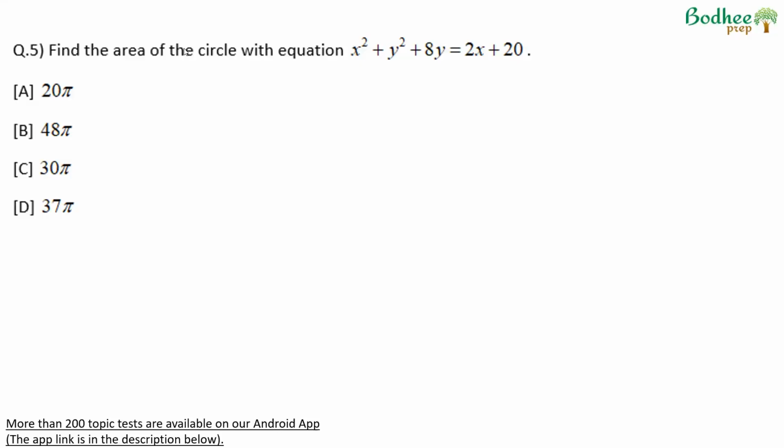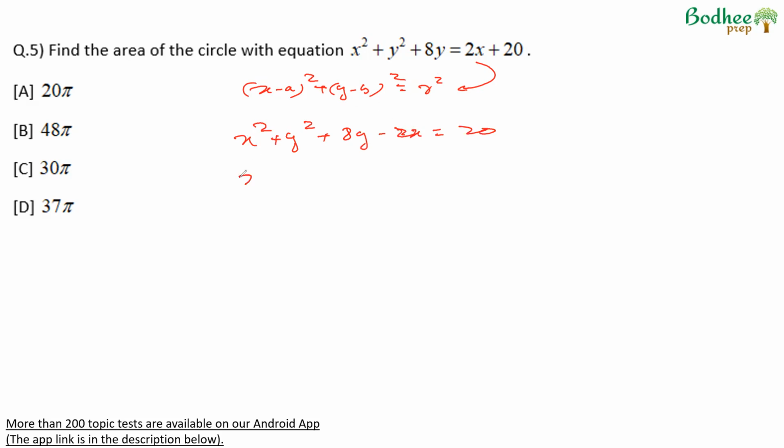The area of the circle with equation x square plus y square plus 8y plus 2x is equal to 2x plus 20. Now, the equation of a circle is given by (x minus a) square plus (y minus b) square is equal to r square, where a and b are the center of the circle. So we'll try to reduce this to this form or rearrange it. So I'm writing x square plus y square plus 8y minus 2x is equal to 20.